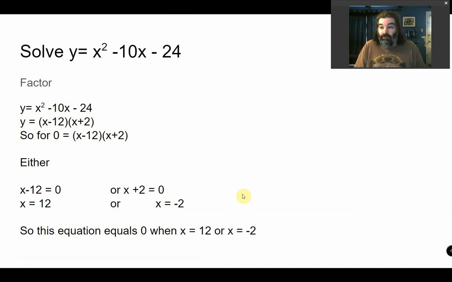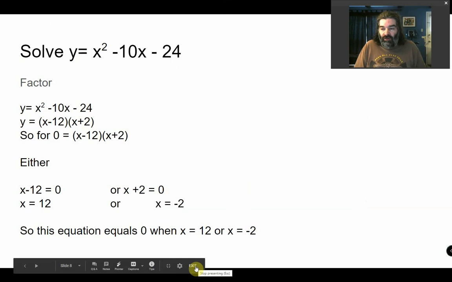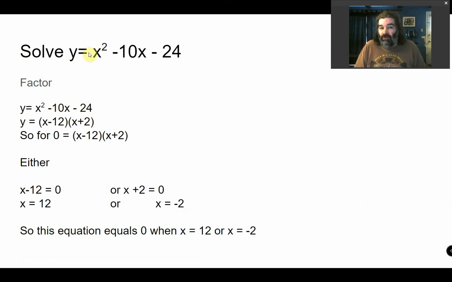All right, so that's how we solve. When I say solving, I basically usually mean solving for x when y equals 0. All right, finding your intercepts, your zeros. What is x when y equals 0?